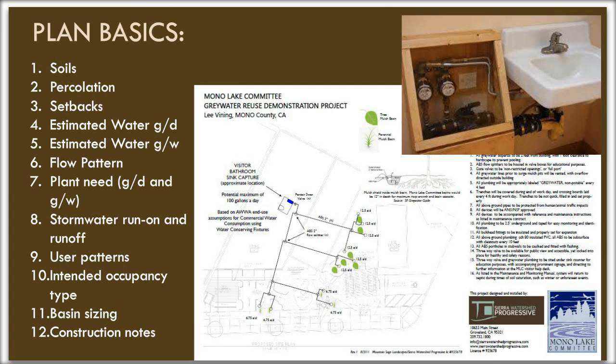Plan basics. Just going through this quickly, typically the things that are required by a plan will also be the things that will help your plant health. So know your soils, know your percolation. Certain plants need to have the right soils and percolation. Estimated water gallons per day and per week can really help you understand what plants are best suited for that site and that flow pattern.